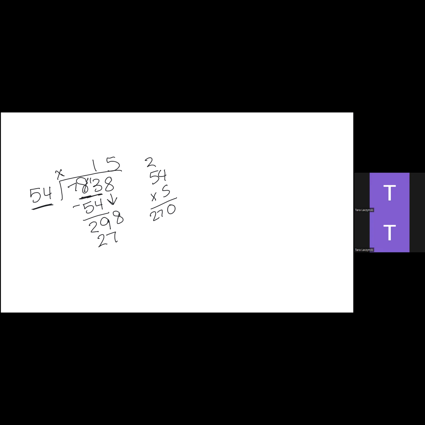So we're going to subtract our 270. 8 take away 0 is 8. 9 take away 7 is 2. This leaves us with 0. This is smaller than what we started with. There's nothing left to bring down, so this is going to be our remainder. It is okay to have a remainder of 28 because we're dividing with 54. Remember, as long as our remainder is smaller than what we're dividing by, and we have nothing left to bring down, that is an okay answer.